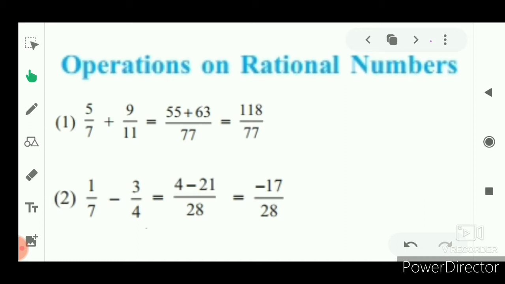Let's take this example of fraction. If we want to subtract 3 by 4 from 1 by 7, then we just cross multiply: numerator of first by the denominator of second, that is 1 into 4 is 4, minus will remain as it is, then numerator of second by the denominator of first, that is 3 into 7, 21, divided by 7 into 4 is 28. Then 4 minus 21 is minus 17 by 28.